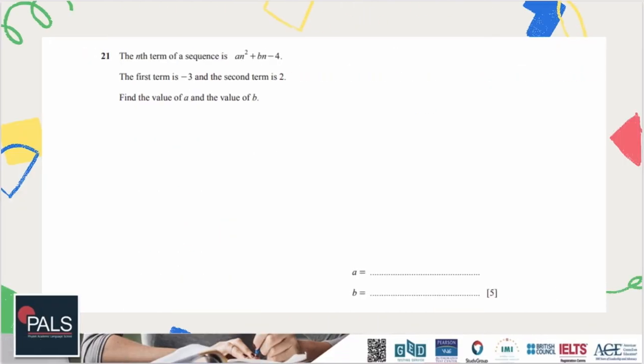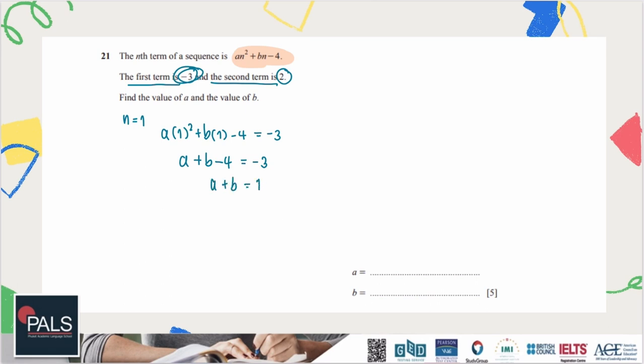Number 21. In terms of the sequence, the nth term is an squared plus bn minus 4. They said the first term is minus 3 and the second term is 2. Find the values of a and b. Okay, for the first term we substitute n by 1. So it's a times 1 squared plus b times 1 minus 4 equal to minus 3, because the first term is minus 3. So a plus b minus 4 equals minus 3. Rearranging, a plus b equals 1.